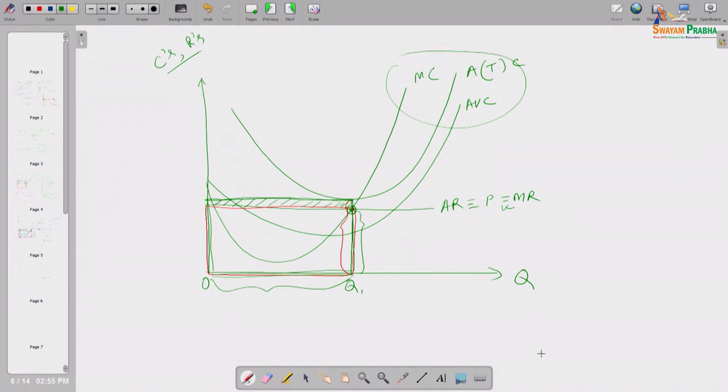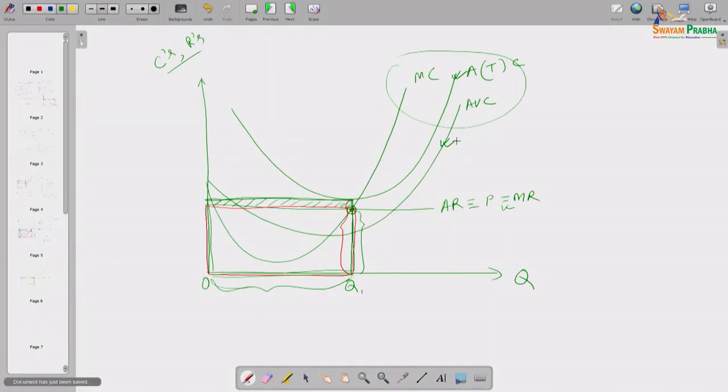Okay. What is his opportunity? If he doesn't produce this much, he should stop production. So, the opportunity is: without producing, if I produce zero output, how much total cost will I face? Definitely the total fixed cost, right? And if I produce this amount of output, how much total cost am I getting? Total fixed cost plus total variable cost, right?